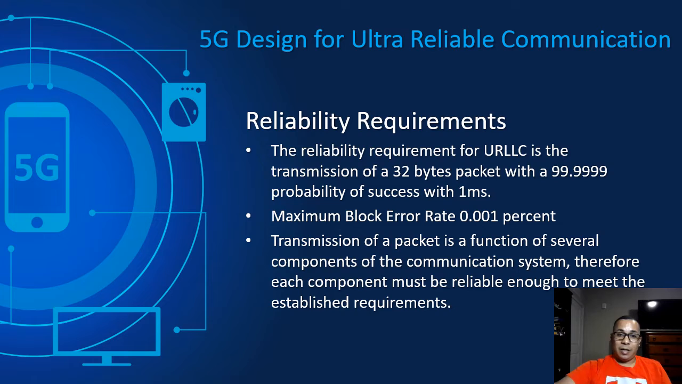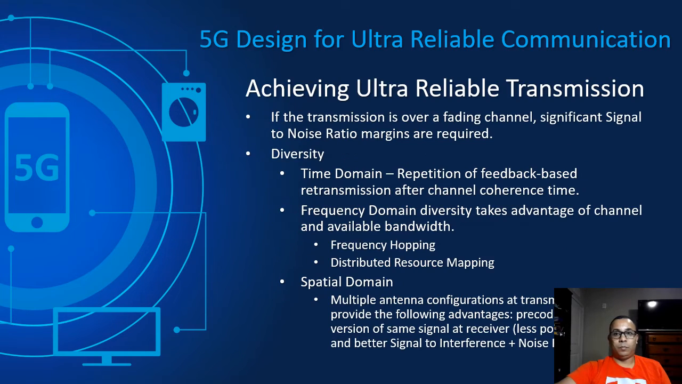Here, the error is limited to 0.001%, and the transmission of a packet is a function of several components of the system. Therefore, we must ensure that they are reliable to be able to meet established requirements. Now, how can we achieve ultra reliable transmission?